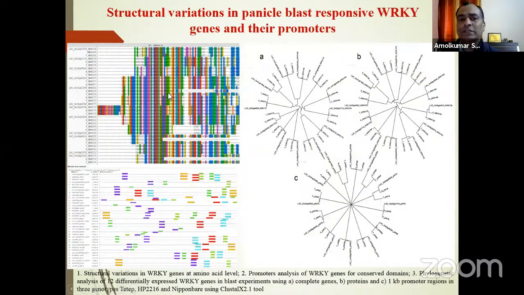We checked those genes for protein variation in TTEP, HP22 and Nipponbare, at gene level expression and at protein level, and we also checked the 1 kb promoter. We identified that Werke 26, Werke 64, and Werke 76 have different promoters. Again, Werke 26 and Werke 76 also have different genes. So these genes, which are present in the TTEP line, are probably important.